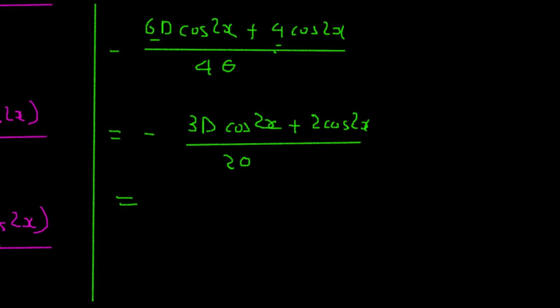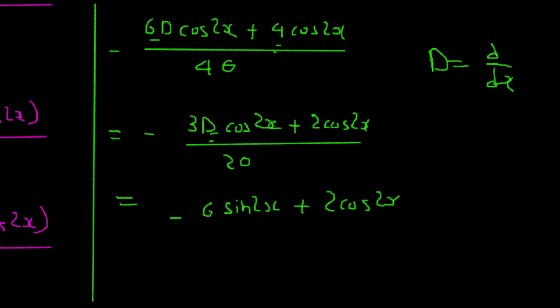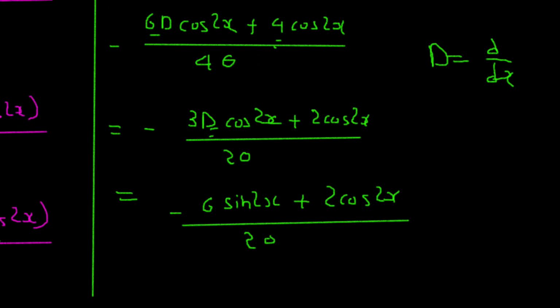Oh yeah, for D it's differentiation. So we're going to differentiate this thing. D equals d by dx. Okay, we're going to differentiate this thing, so it will be 3. Let's just say 6. 2 will come out, and it will be sine 2x plus 2 cos 2x, and this denominator will remain the same, which is 20, sorry. And by doing so, again we can take two common.